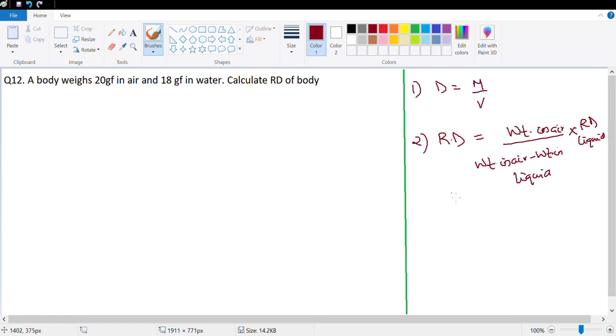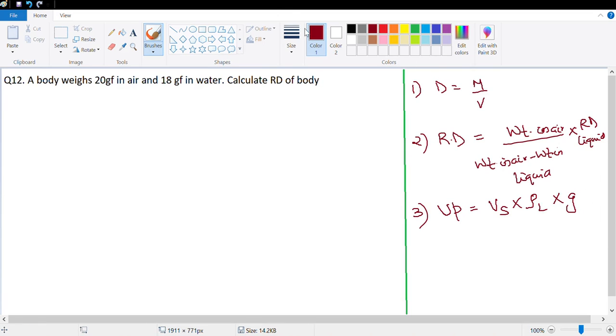Other than that, in the previous exercise we had done upthrust is equal to volume of solid which is under the surface of liquid multiplied with density of liquid into g. So these are the formula that we've talked about.